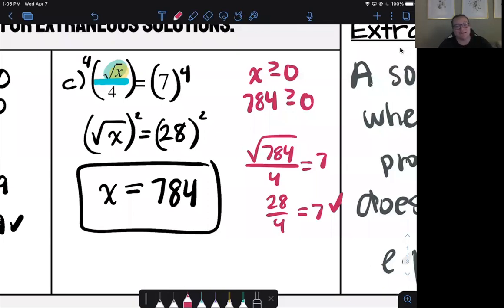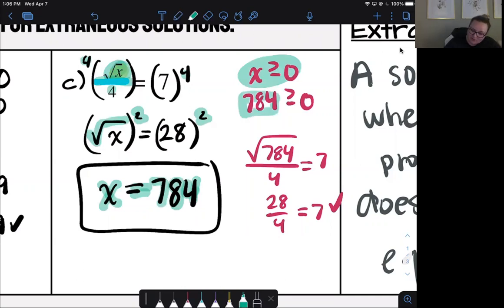All right, so as you can see, I multiplied both sides by 4 because the opposite of dividing by 4 is multiplying by 4. 7 times 4 is 28. To get rid of my radical in the square root of x, I squared both sides, and I got x is equal to 784. Now I considered my restrictions. So x has to be positive because it's under a radical. So x has to be greater than or equal to 0 because all positive numbers are greater than or equal to 0. 784, the answer we got, fits that rule.